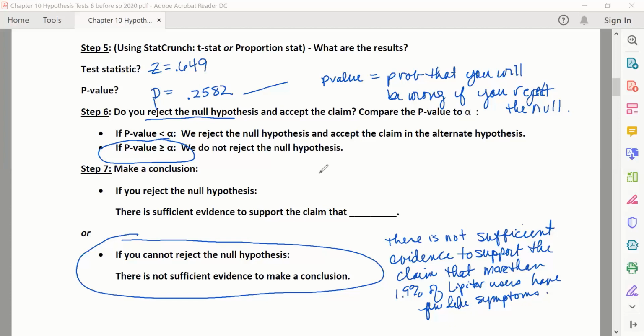So the problem said in the population, we think it's less than 1.9%. We used our data to see, is that data enough evidence to show that it is actually less than 1.9%? So here's our 1.9% in our distribution, and here's our data. We had 19 divided by 863. Let me see what that is.